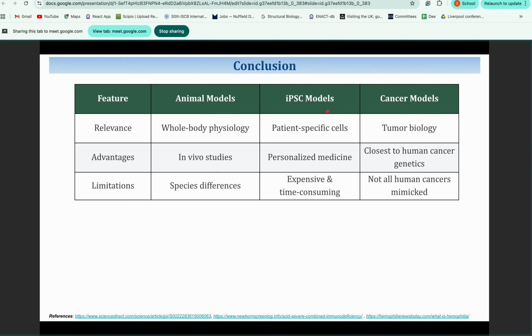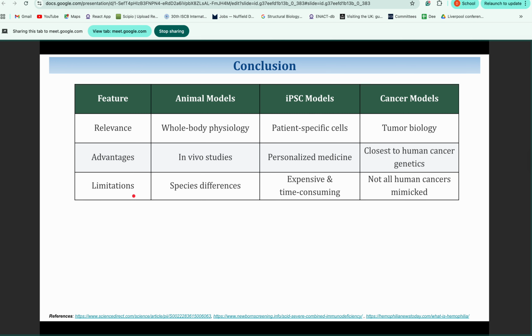Whereas in the case of iPSC models, it is helpful for personalized medicine. When we want to design personalized medicine for a patient, because we are obtaining somatic cells from the same patient, whatever medicine we design will be very specific to that patient only. So, personalized medicine. And if we talk about cancer models, then they are closest to human cancer genetics. So that is the advantage of cancer models.